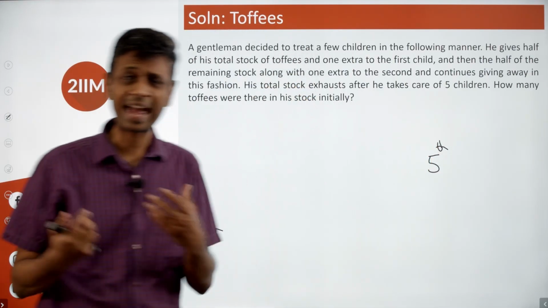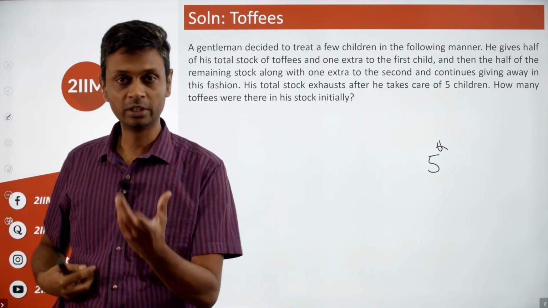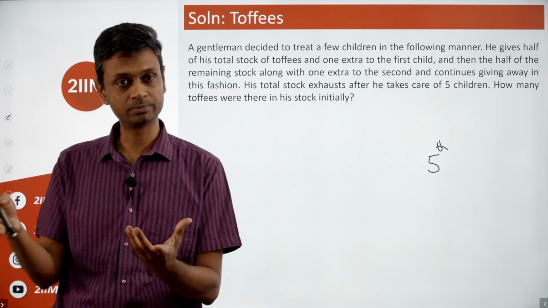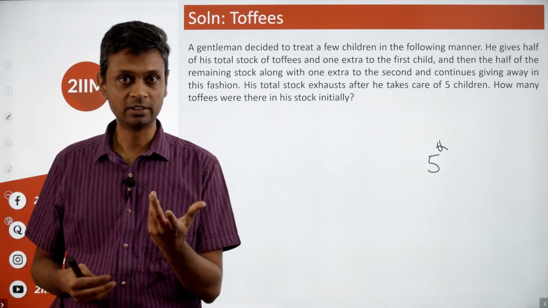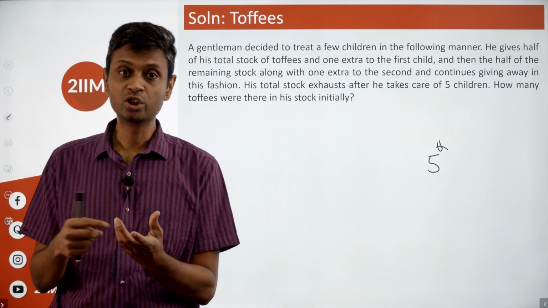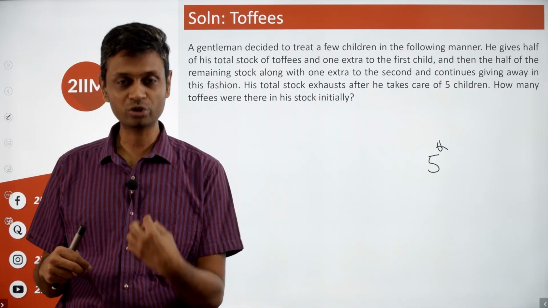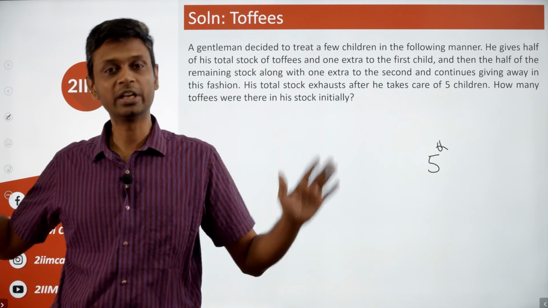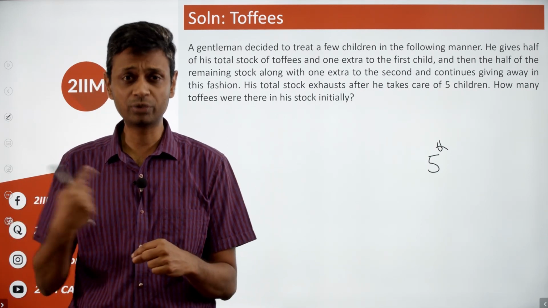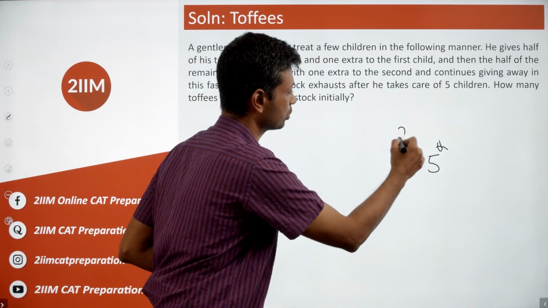Think about what he has with him when he goes to the fifth kid. He gives away half plus 1. So before he gives away the last one, he's given away half of what he had. That means half of what he had should be equal to this one. So when he goes to the fifth kid, he should have had 2. Half of 2 is 1, plus 1 is 2, he goes to 0. So when he goes to the fifth kid, he has 2 chocolates with him.